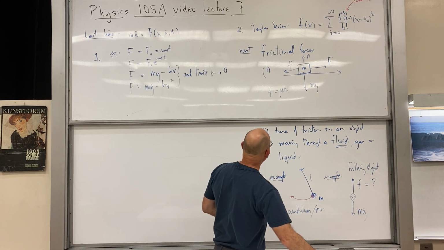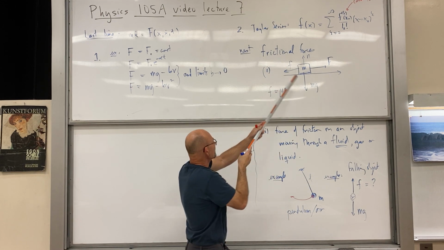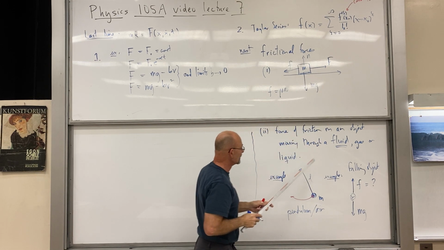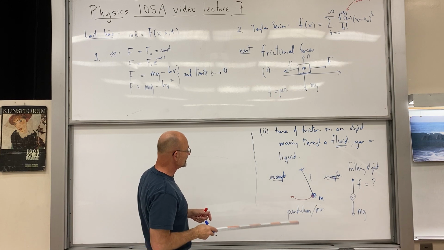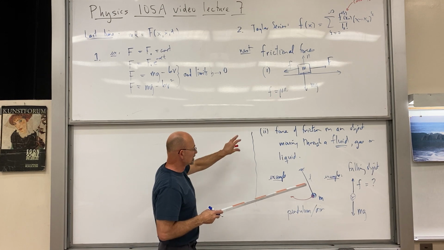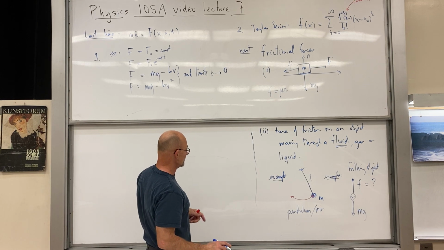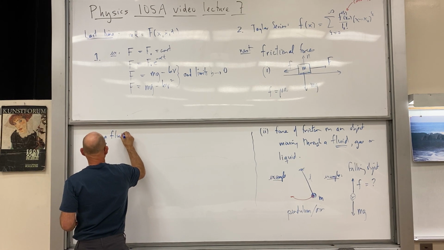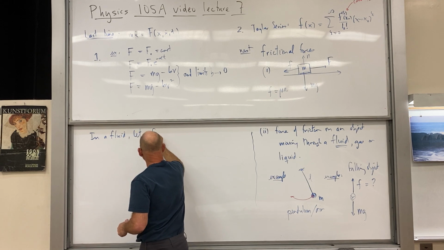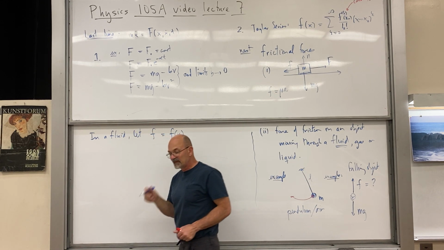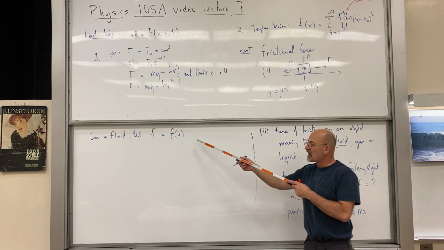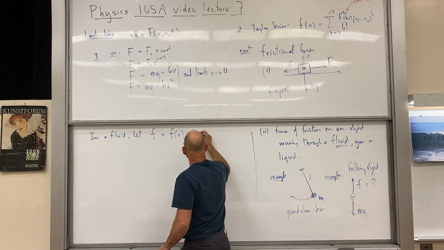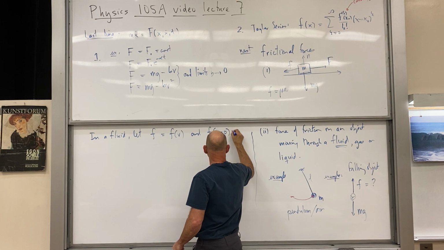Unlike the static friction force, there's actually a static force here. It takes a certain amount of pull to even get the thing to break loose. In a fluid, we can certainly say that when the object is motionless, there's no frictional force. So continuing this here, in a fluid, let F equal F of V. So this is the best example of a velocity-dependent friction force. And F of V at V equals 0 is equal to 0.